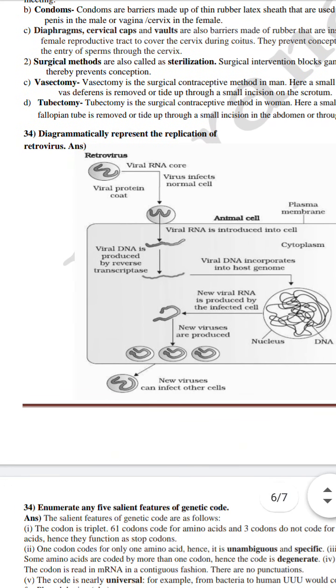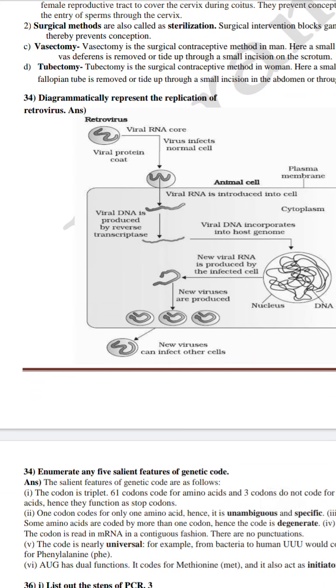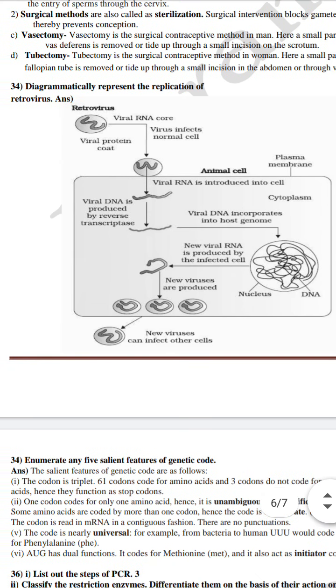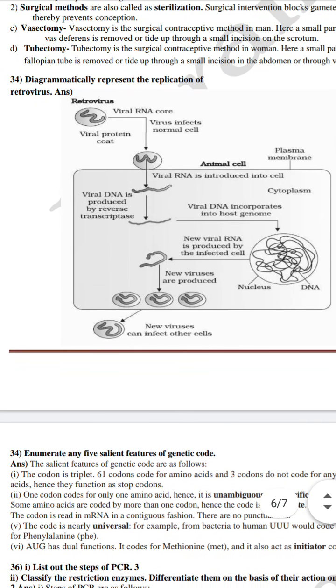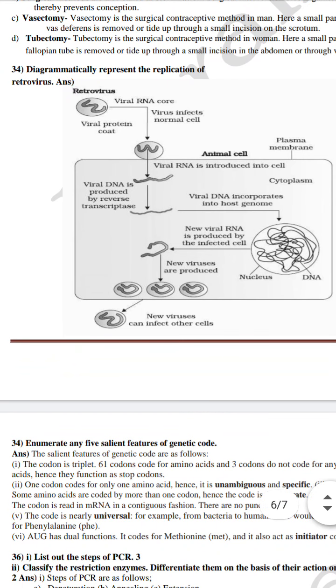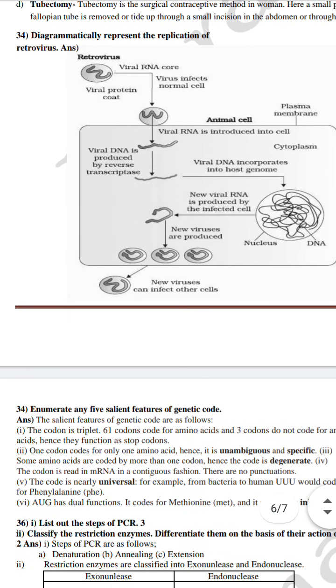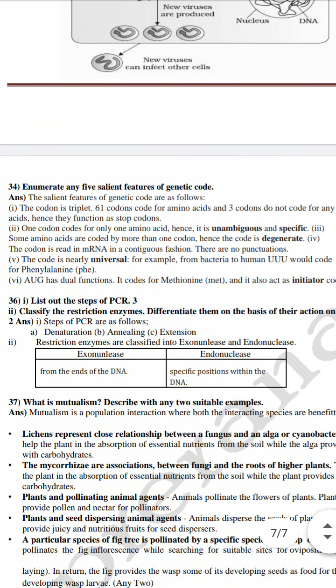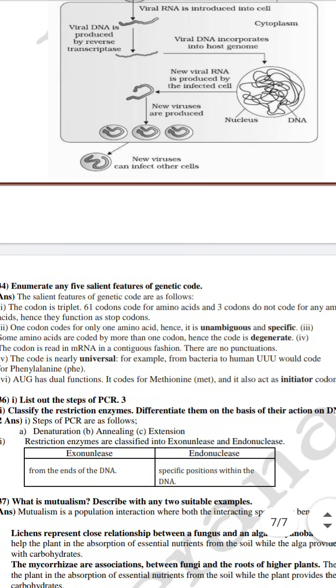Okay. Next, 34th question. Diagrammatically represent the replication of retrovirus. Students, this is a very interesting and important concept from human health and diseases. Here the retrovirus diagram can be drawn very neatly, and label the parts very clearly, so that you can get 5 marks very easily. Use pencil for arrow marks and pen for letters so that the diagram looks good.